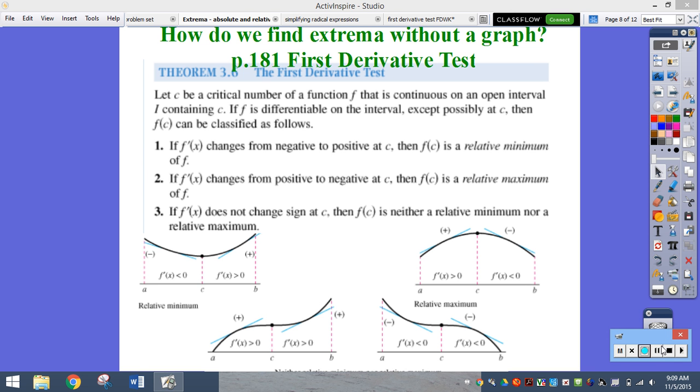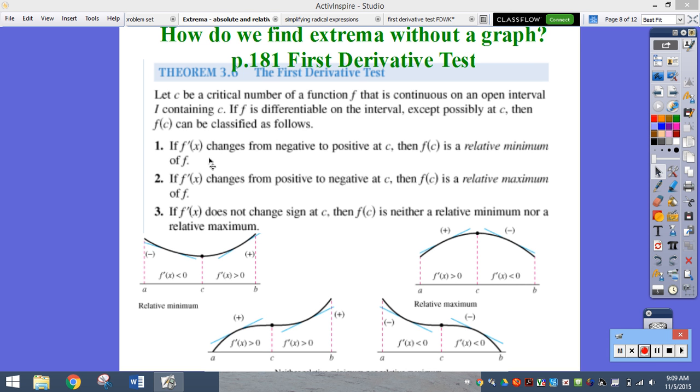And it states, let C be a critical number of a function f that is continuous on an open interval I containing C. So all this is saying is let C be an x value on this interval where the derivative equals 0 or is undefined. If f is differentiable on the interval, except possibly at C, then f of C can be classified as follows.